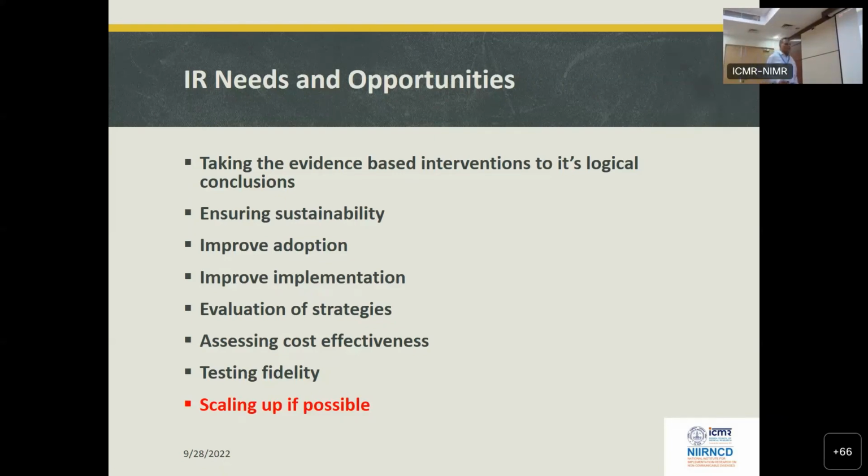Similarly, improve implementation. This is a dynamic process. Today's value is 10%. Tomorrow it will become 15%. Next day, it should become 20%. That dynamism has to be there, and how to improve. You need to keep continuously researching how to improve. That process has to go on.